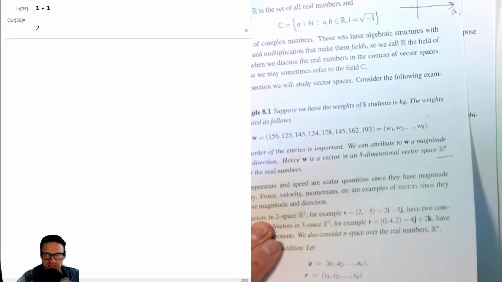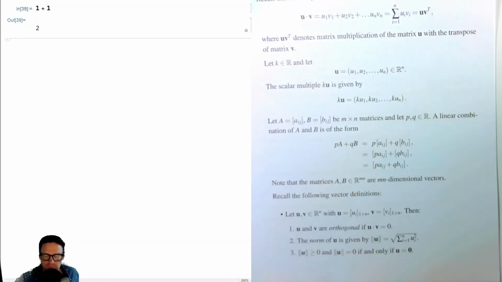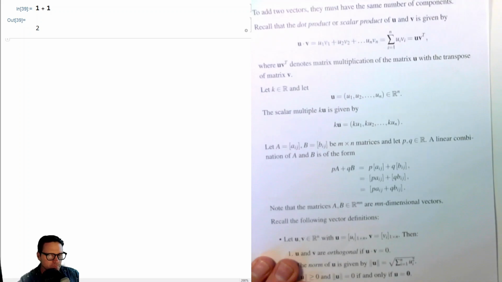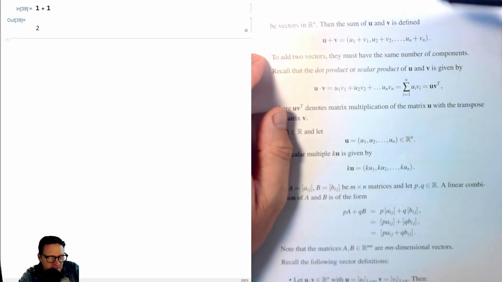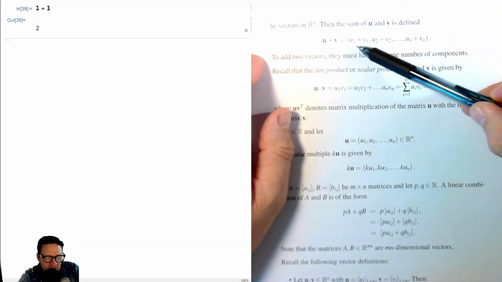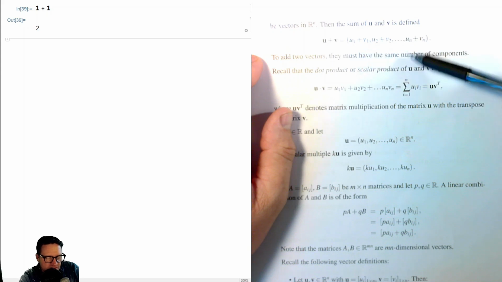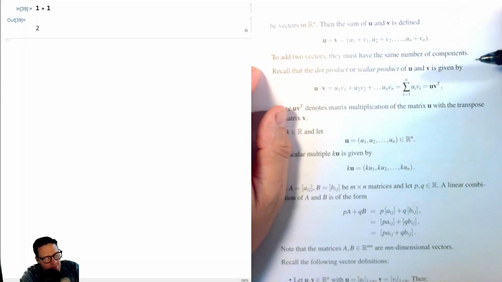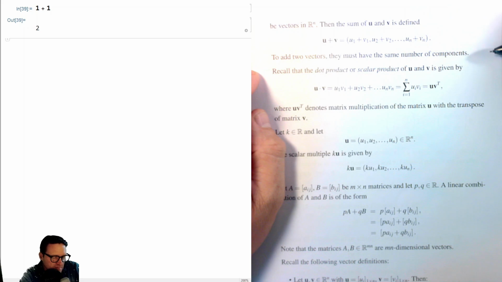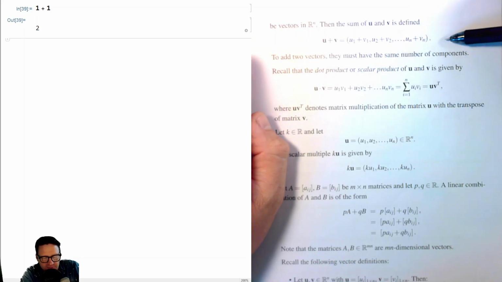All right, let's move on to the next page. So if u and v are vectors in n space, then their sum is defined as u + v is (u1 + v1, u2 + v2, and so on up to un + vn). So in other words, we just add their components, keeping those in order. So to be able to add them, they have to have the same number of components. So this sum is only defined when the vectors are in the same space. They have to have the same number of components.